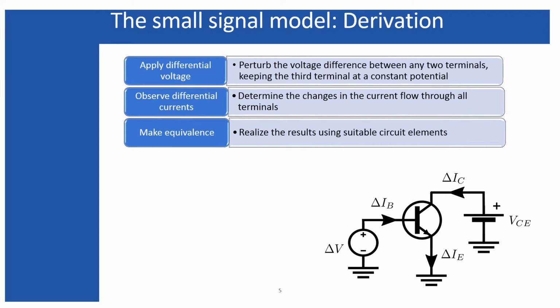In the derivation of the small signal model, I'm going to apply a differential voltage between each pair of terminals while keeping the third terminal at constant voltage. At first, I have applied the differential voltage delta V across the base emitter terminal while I kept the collector terminal at a fixed voltage VCE. Due to the application of this differential voltage delta V, a differential base current will be produced, and that is denoted by delta IB. That differential base current will produce a differential collector current and similarly a differential emitter current.